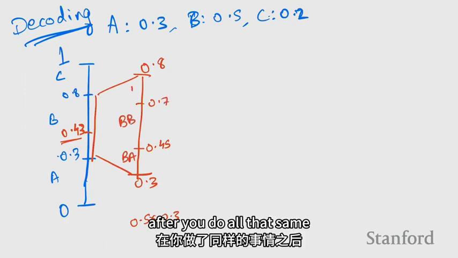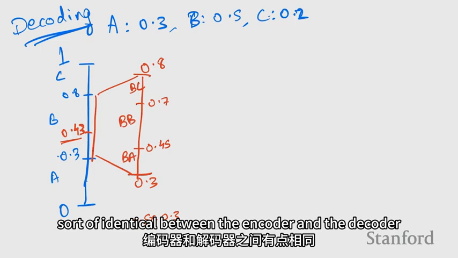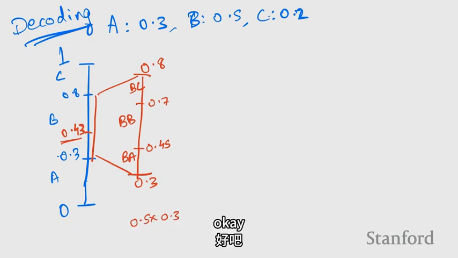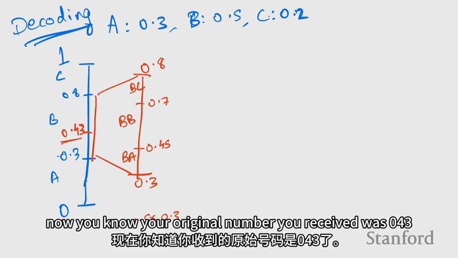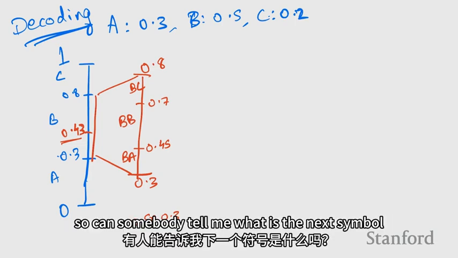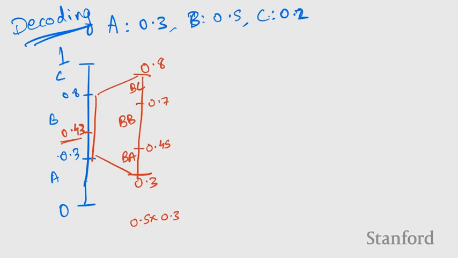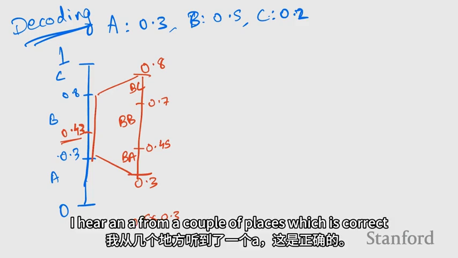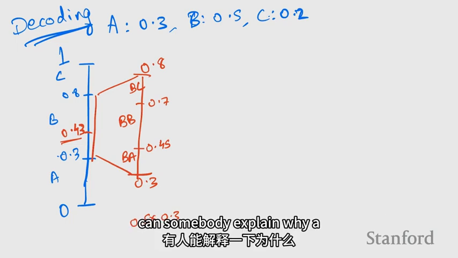After you do all that, this is sort of identical between the encoder and the decoder. Okay, now you know your original number you received was 0.43. So can somebody tell me what is the next symbol I should decode? I hear an A from a couple of places, which is correct. Can somebody explain why A?